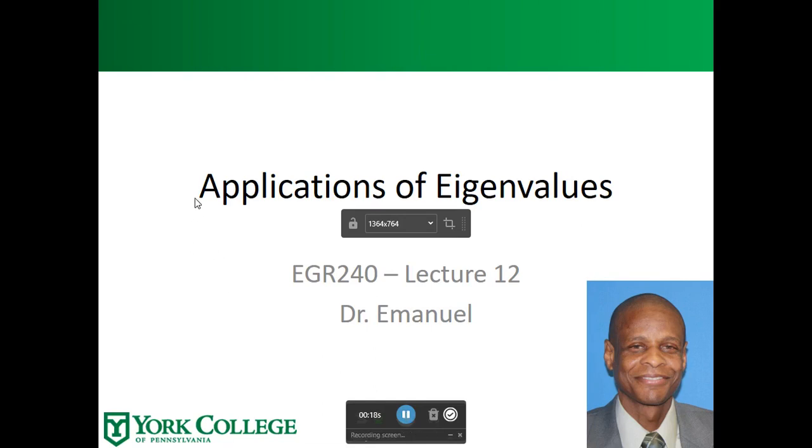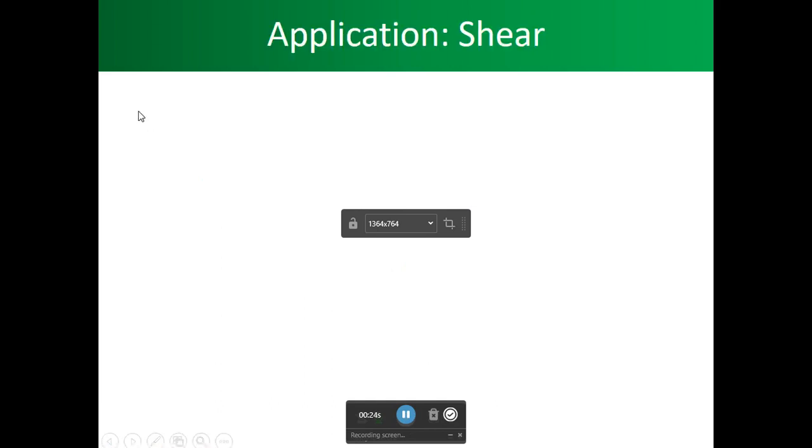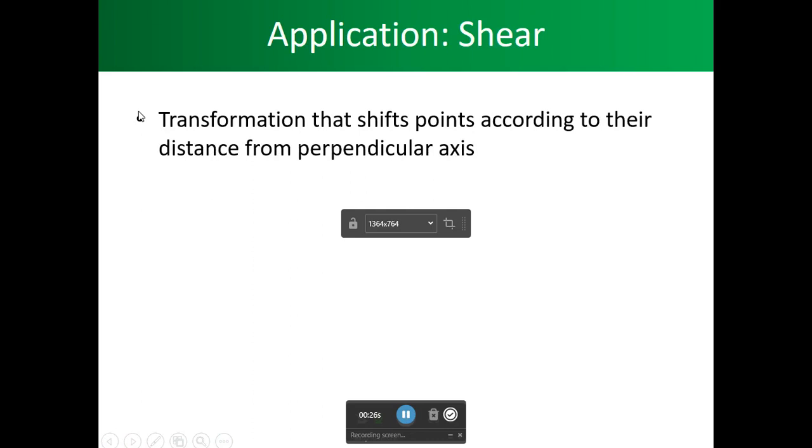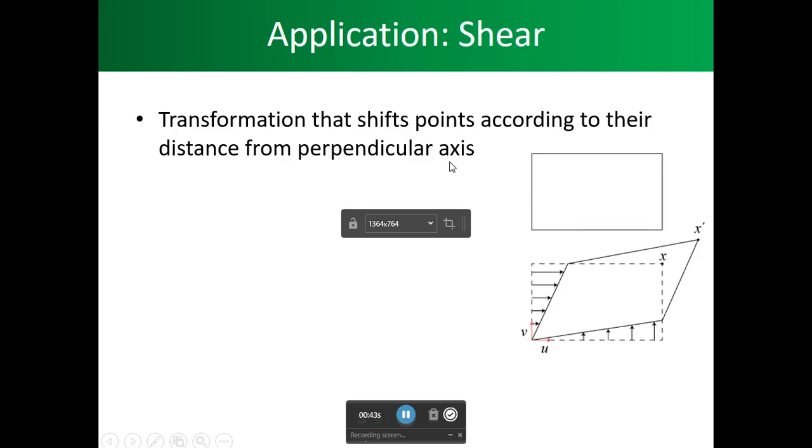We're covering applications of eigenvalues. We've been looking so far at eigenvalues and eigenvectors. We've been looking at perpendicular, orthogonal lines. We're finding here we can transform in different ways. So we're going to be transforming information that shifts points according to their distance from perpendicular axes.